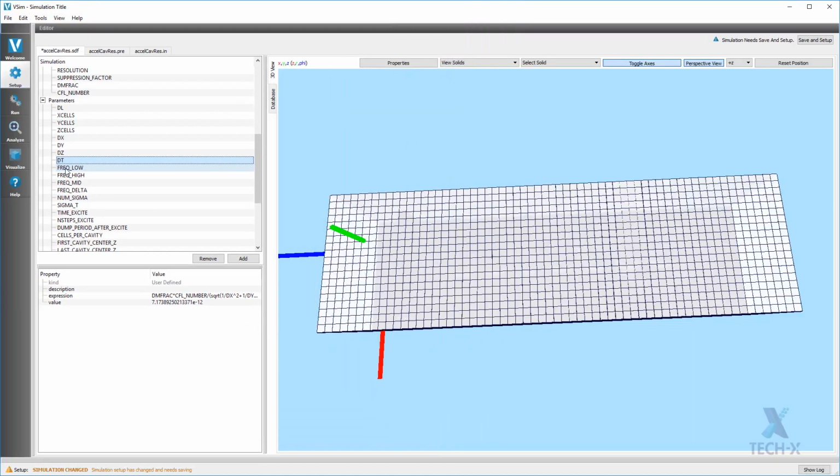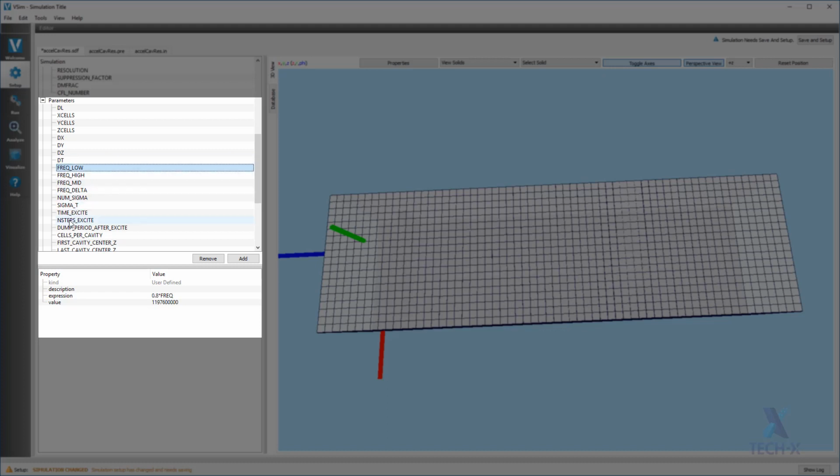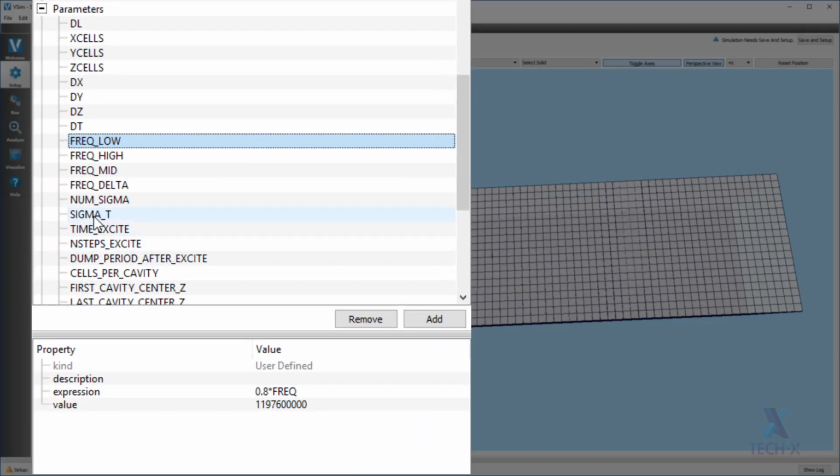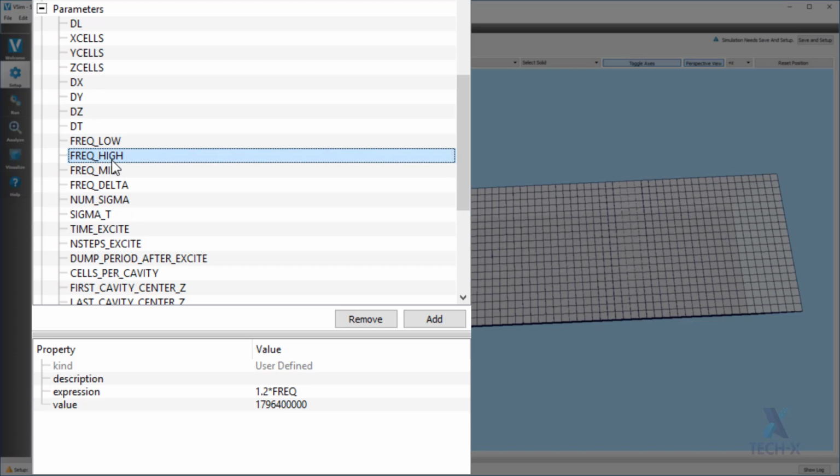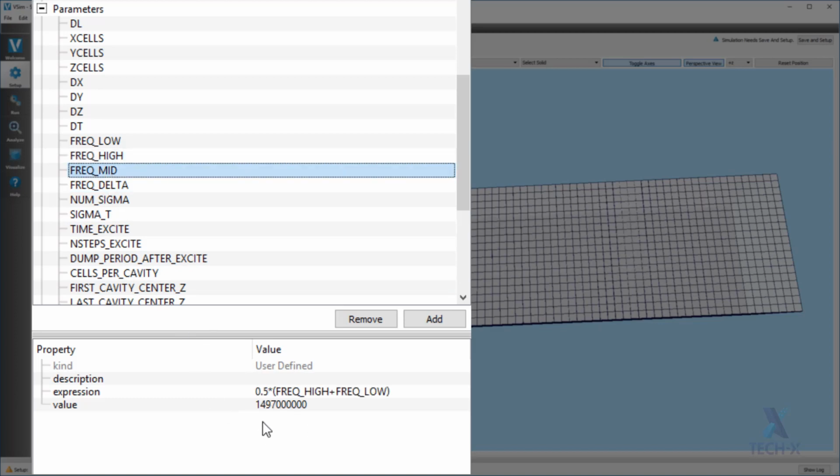The next parameters that I'm going to go over are all to do with the generation of the current density function to drive the electromagnetic field we're looking for. We'll start off with this frequency low. This is 0.8 times the frequency, so this will help define the lower bound on the frequency band we're going to drive. Frequency high is 1.2 times the frequency we think it is, so that's about 1.8 gigahertz. And then frequency mid is the frequency that we suspect is the fundamental frequency, 1.497 gigahertz.